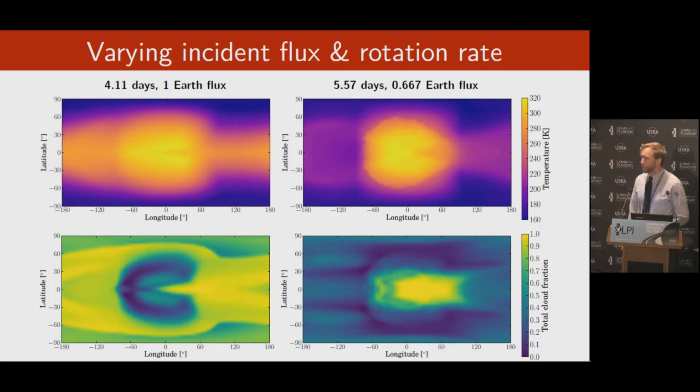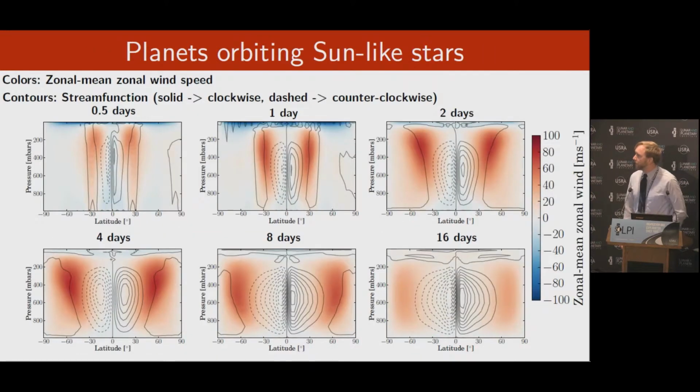Okay, so now I'll move on to planets around Sun-like stars. For planets around Sun-like stars, we're no longer tidally locked, and we're just varying the rotation period alone, and the planet's receiving flux, and we're assuming that it has zero obliquity in its incident stellar flux.